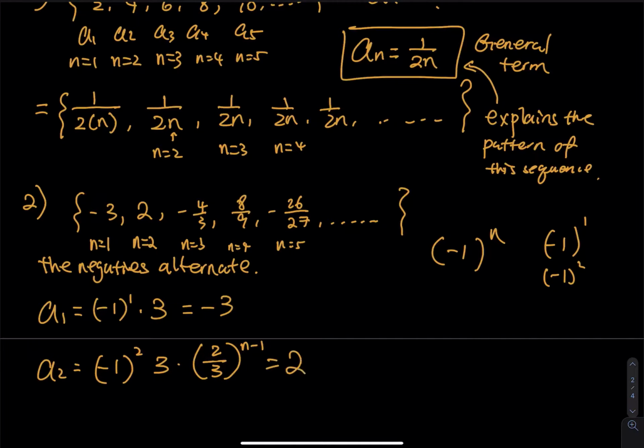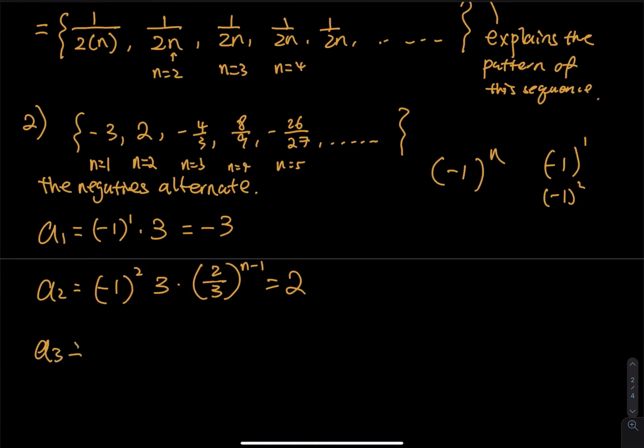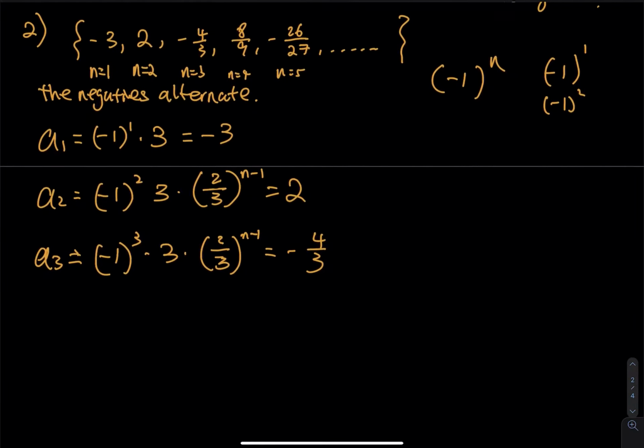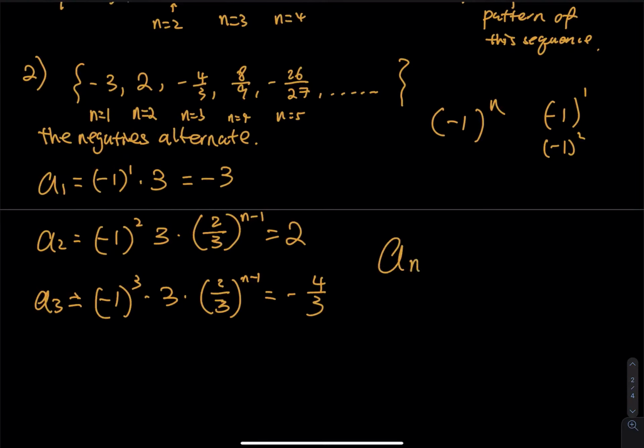And then a3, and then -1 to the third. So this will be 3 times 2/3. Does that still work? Yes, when n is equal to 3, first we have a negative, and then second, 3 minus 1 in the exponent is equal to 2, and then we have 2/3 raised to the second power times 3. This one you get a -4/3. So that means overall, an is equal to first -1 to the nth power, and then you have a 3 multiplied by 2/3 raised to the n minus 1 power, and this is a 2.